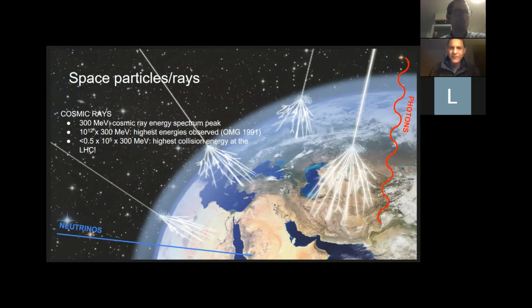So there you have it. Very interesting particles, they can tell us a lot about the universe. So the one thing we want to do is try and detect them, if possible.